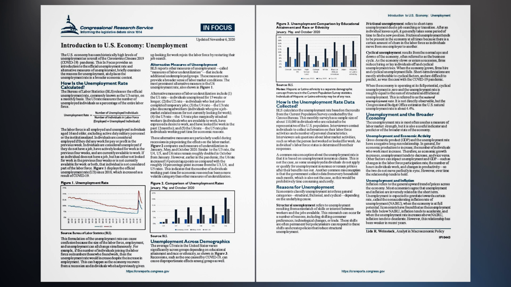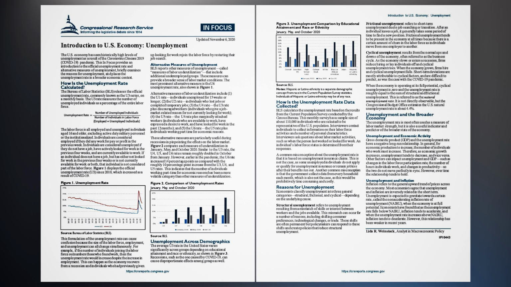When the economy is operating at its full potential, cyclical unemployment is zero and the unemployment rate is roughly equal to the sum of structural and frictional unemployment. This is referred to as the natural unemployment rate. It is not directly observable, but the Congressional Budget Office estimates the U.S. natural unemployment rate as about 4.4%.